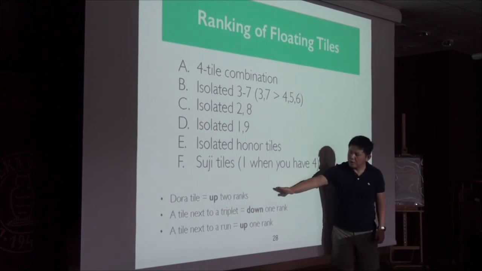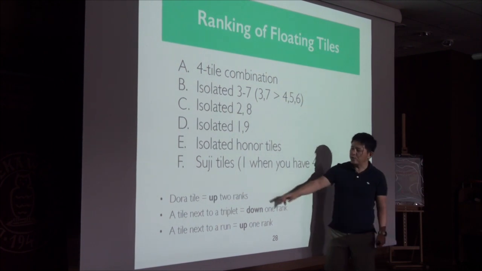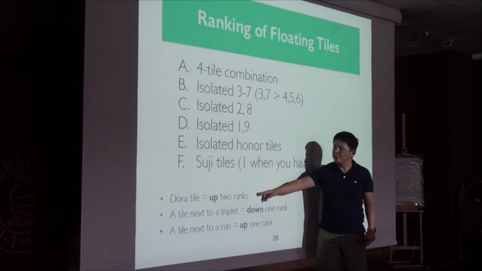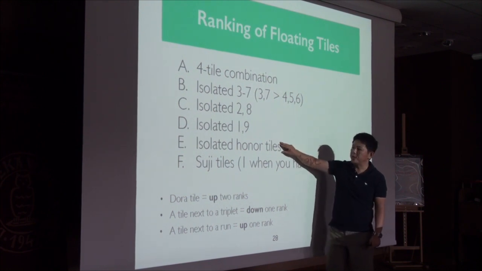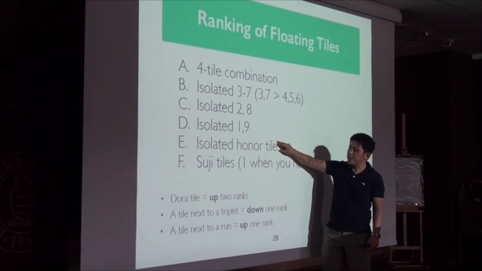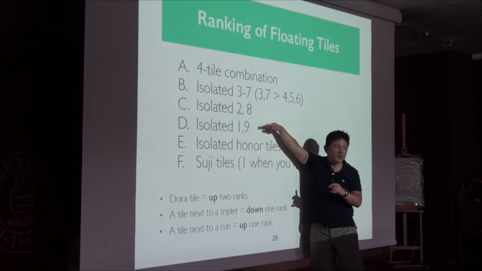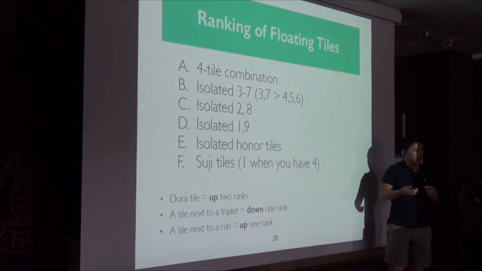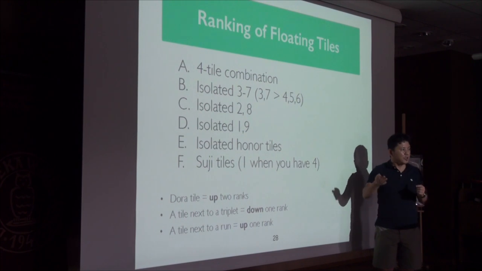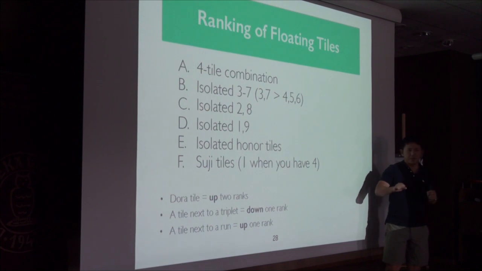Now we're going to talk a little bit more about some exceptional situations. When you have a Dora tile, you can change the ranking a little bit. For example, if an isolated honor tile is a Dora tile, then roughly speaking, you can move it up two ranks and discard these first rather than this. This is all to make the decision-making process more systematic, so that you can make decisions quickly and spend your time on other things.